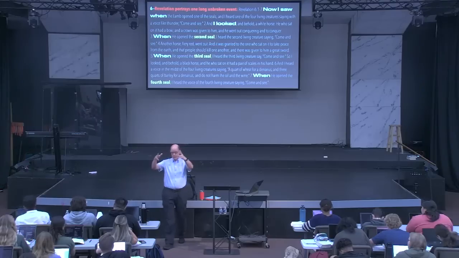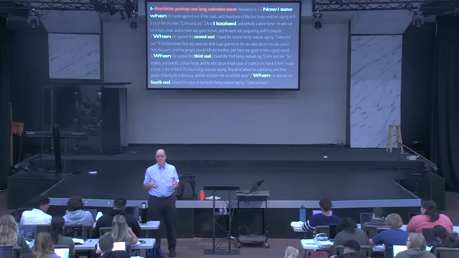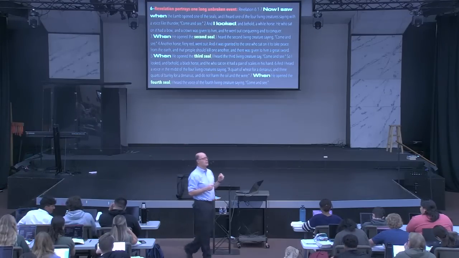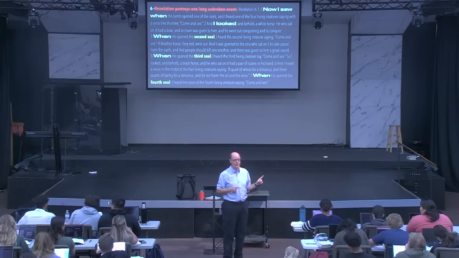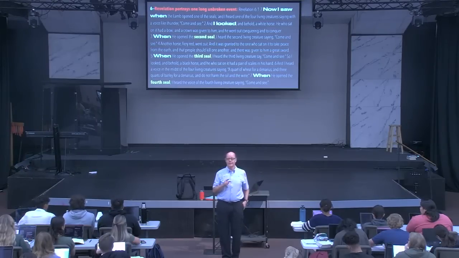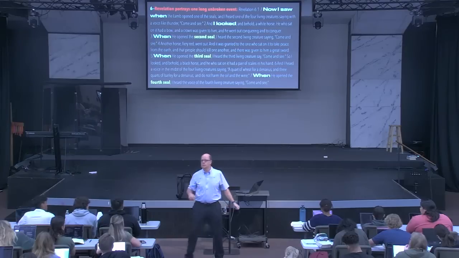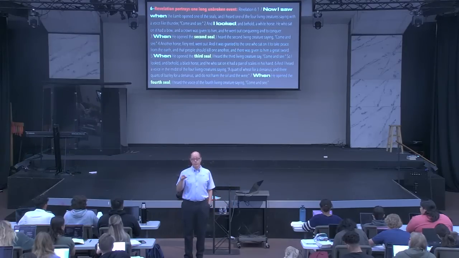Now, let's apply that. Guess what? John is not seeing what is going to happen in Revelation. He actually is seeing it happen. You say, it hasn't happened yet. From your perspective, it hasn't happened yet.